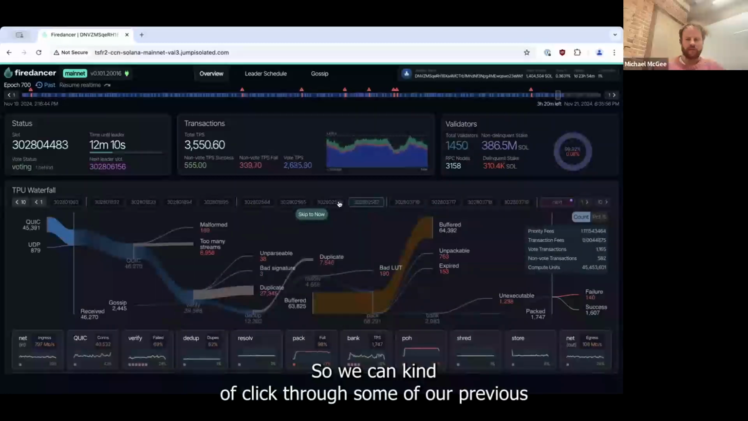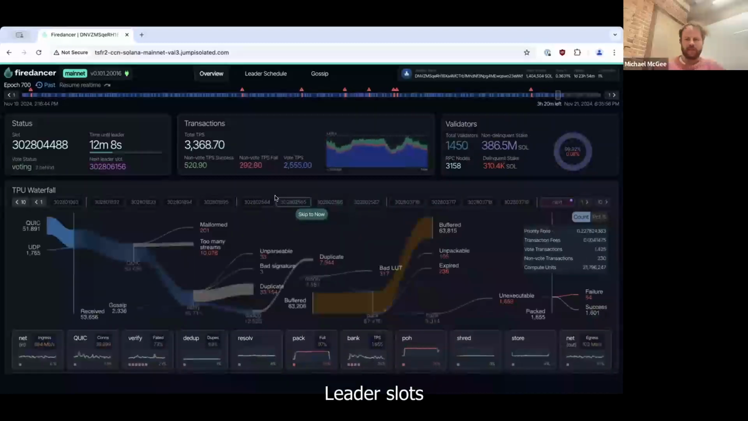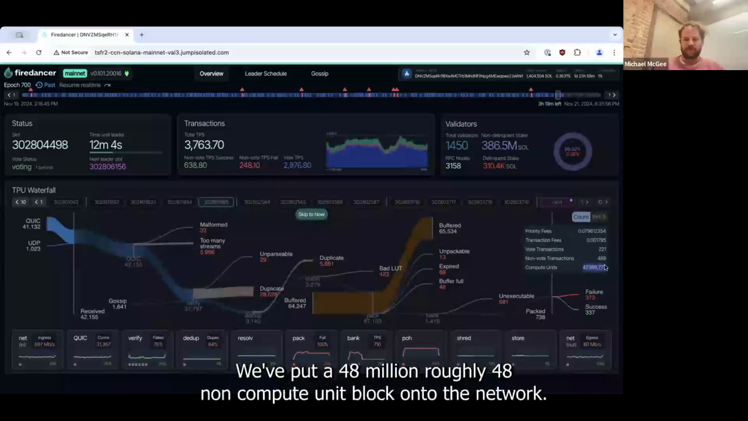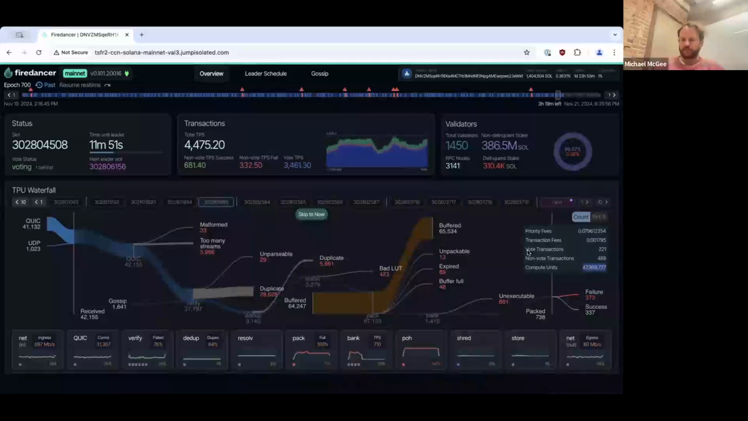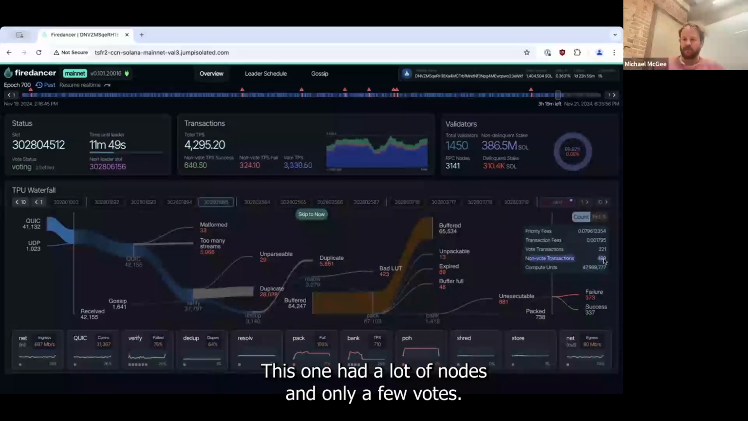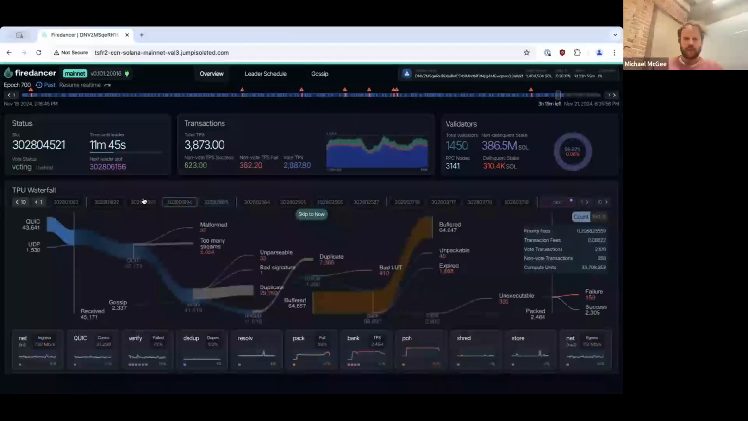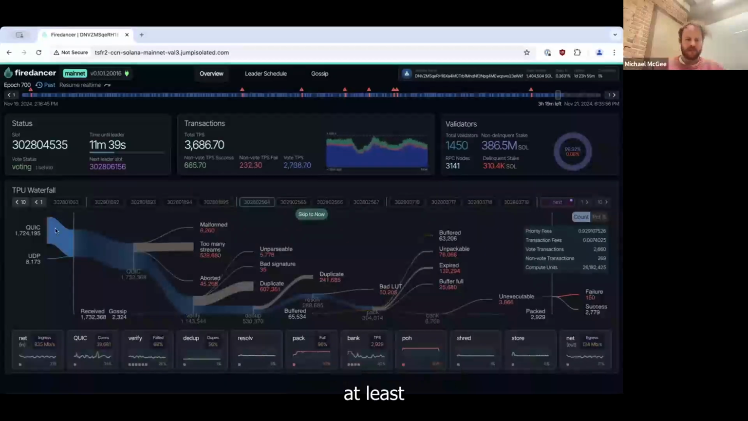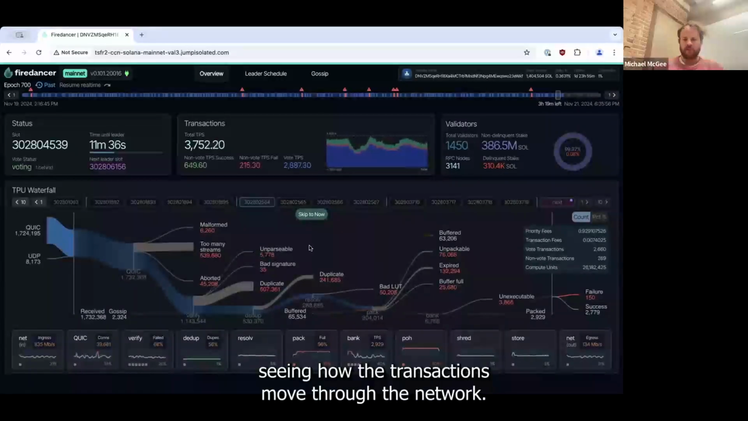So we can click through some of our previous leader slots and see, here we did a very good job. We've put a roughly 48 million compute unit block onto the network. This one had a lot of non-votes and only a few votes. So this is the waterfall component, at least seeing how the transactions move through the network.